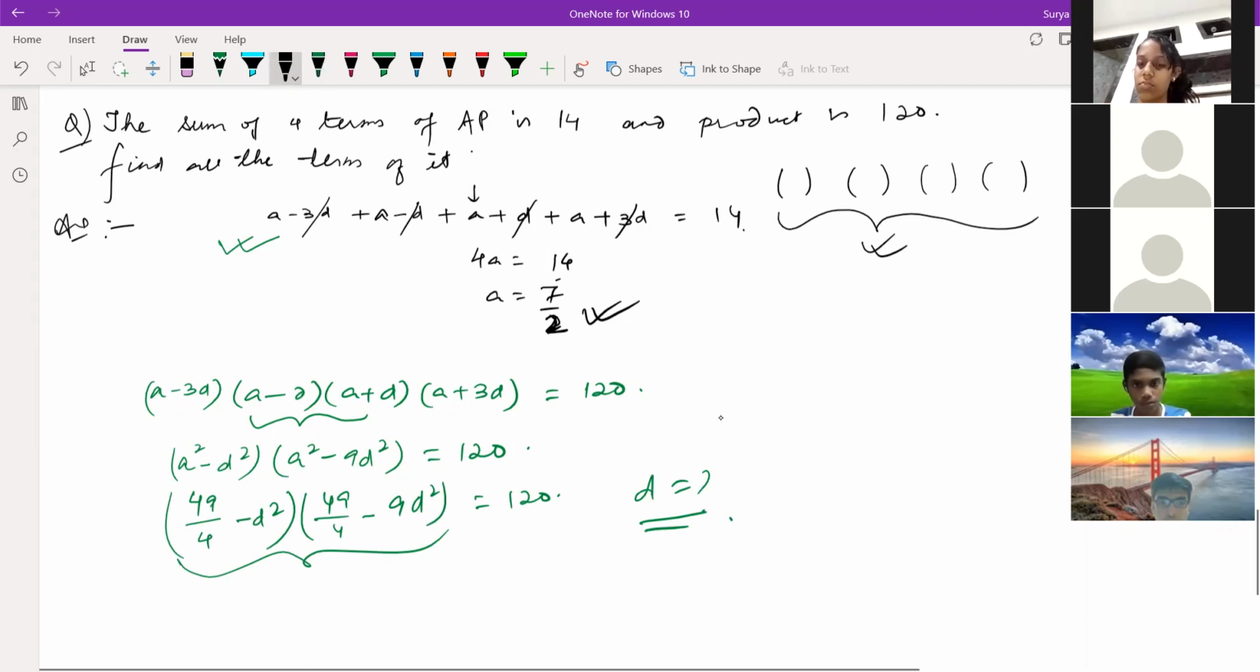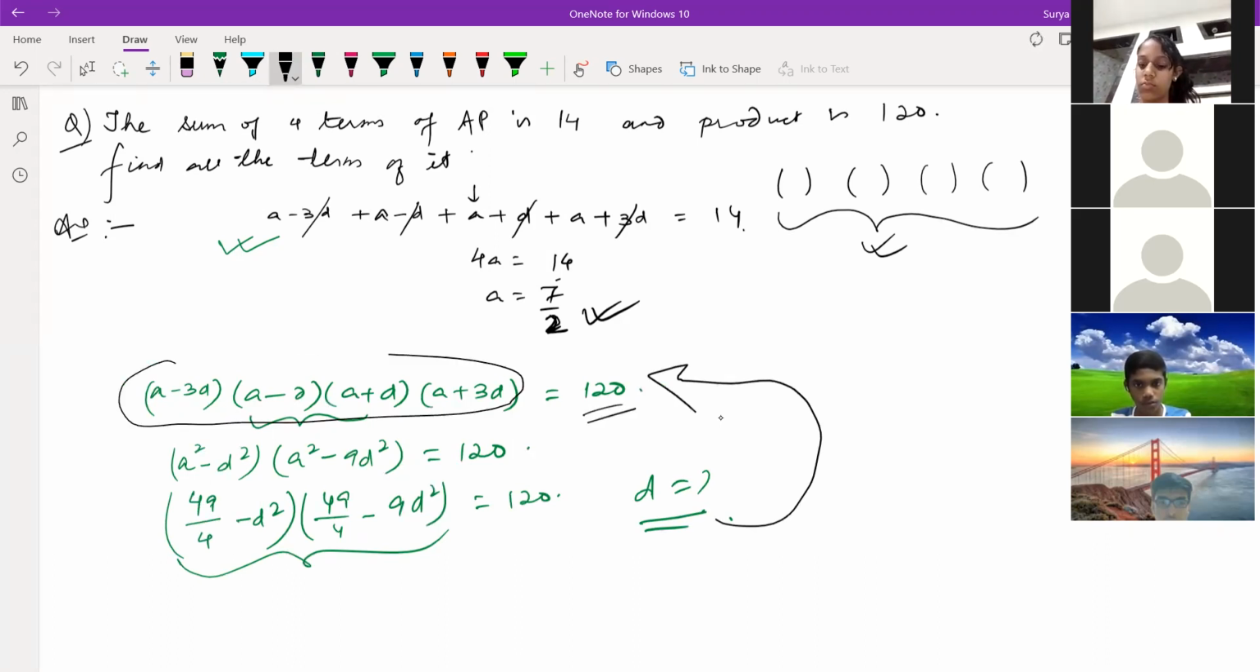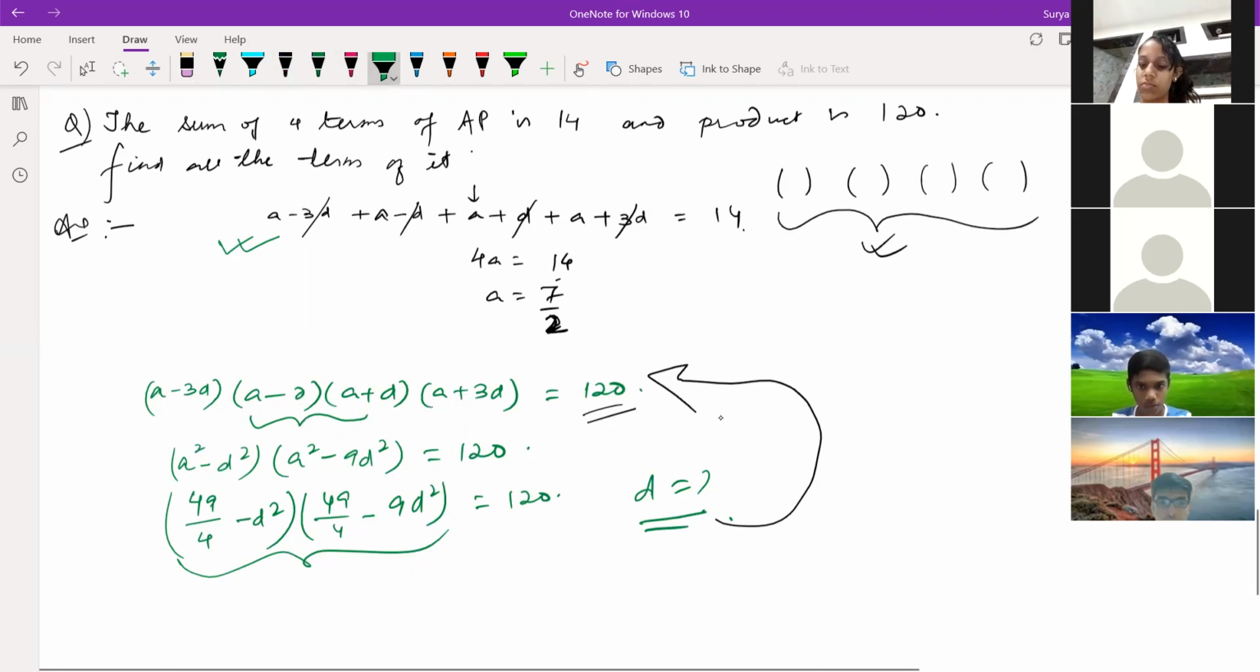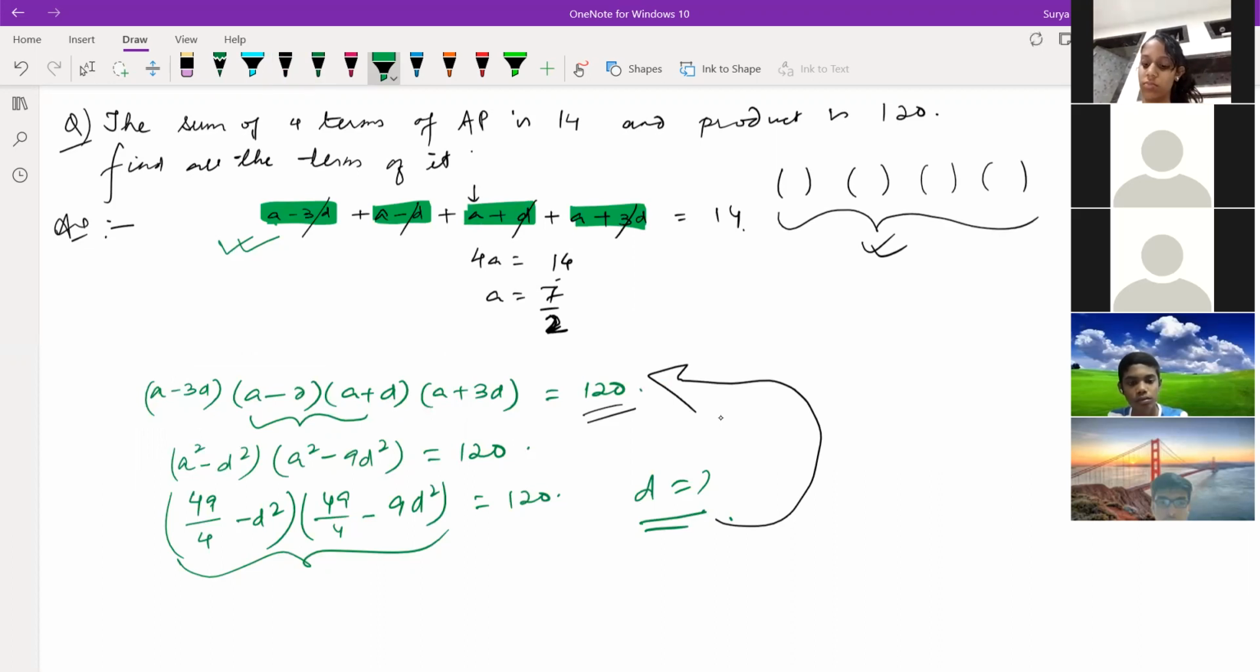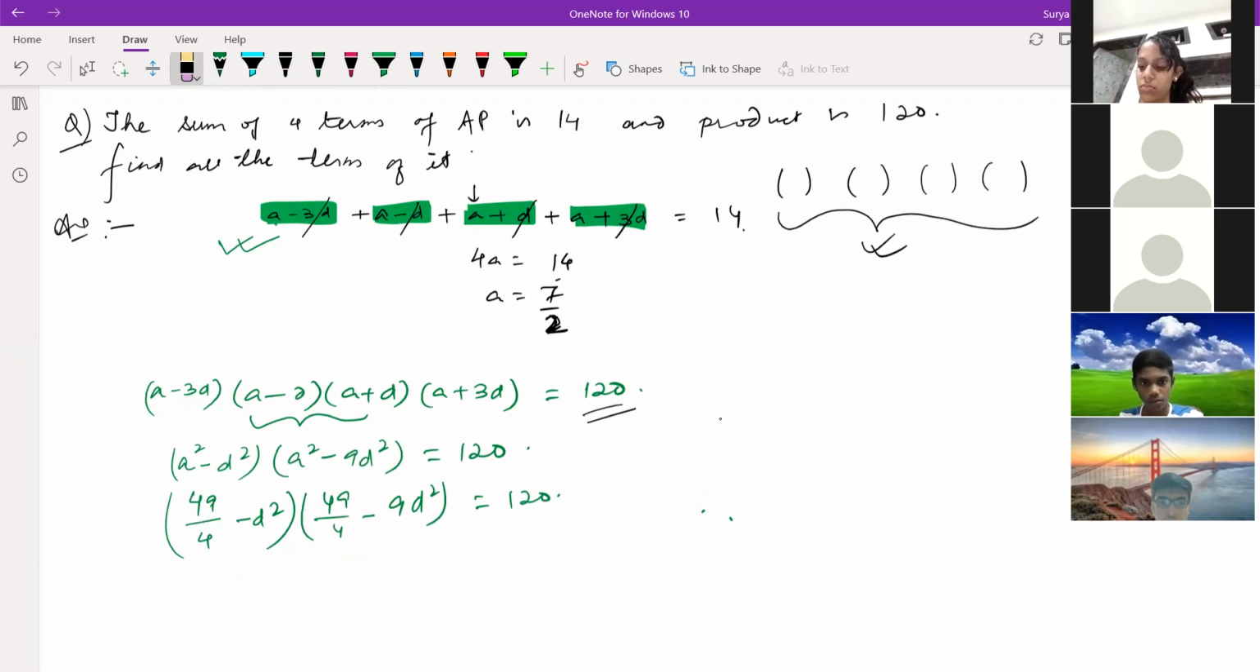After solving for D, you have to put the values over here. Sorry, here first only you can do, because first number is A minus 3D, second number is A minus D, third number is A plus D, fourth number is A plus 3D. So like this you have to solve the D value. If you put it in the first part, you'll get the answer. Solve for D. What are you getting? Check.